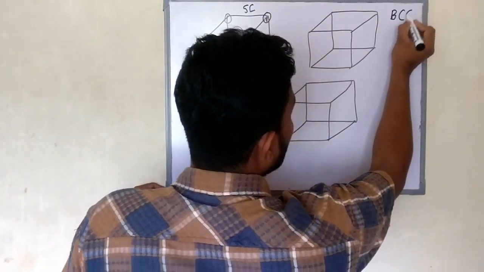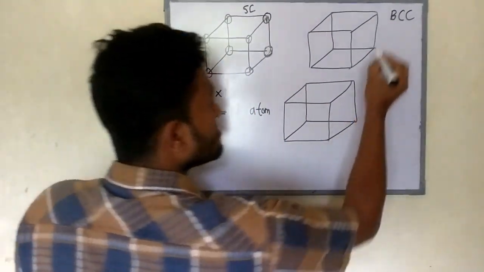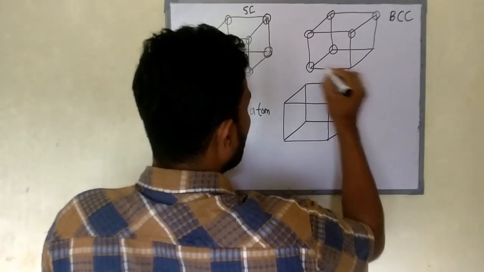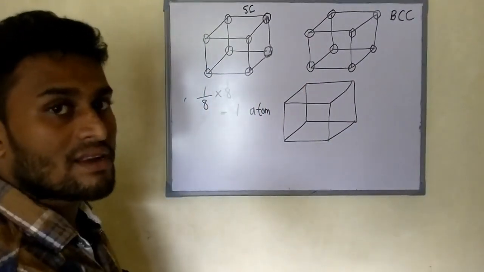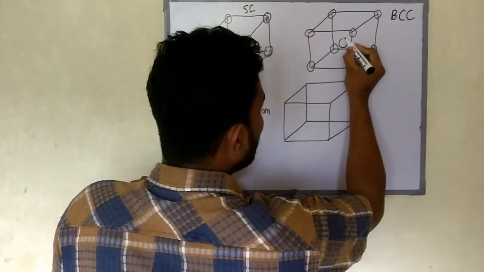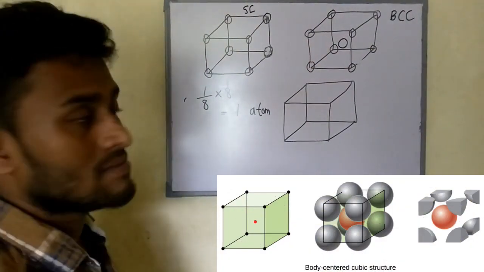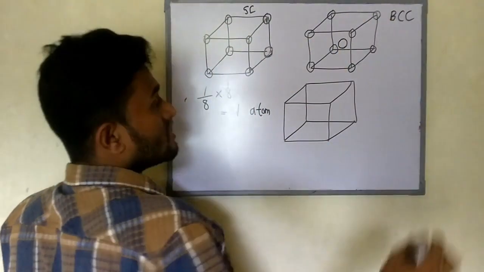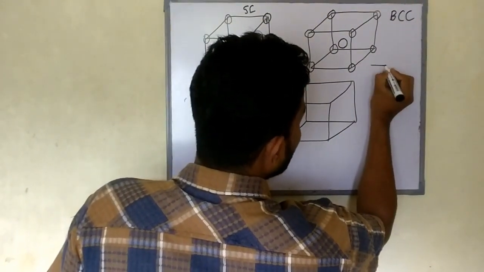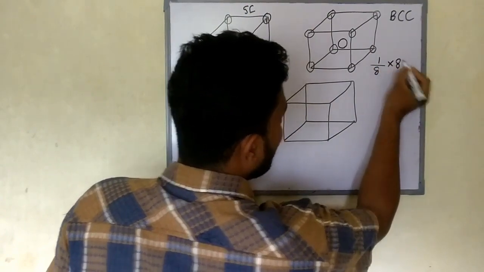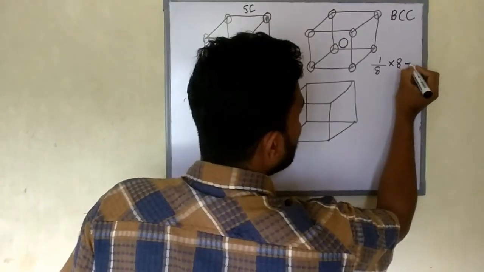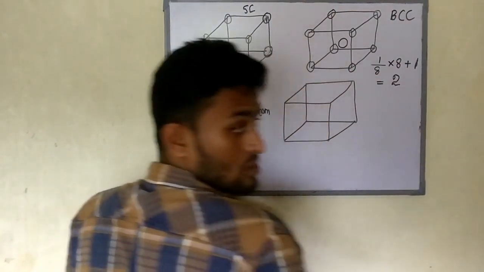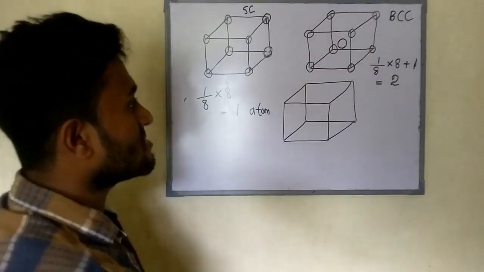And if this is the BCC structure, the body-centered cubic structure, here also 8 atoms are in the corner. The only difference is there is one atom in the middle. So here also, when we are going to find the lattice point, from the 8 corners you can calculate the sharing 1/8 into 8. And there is an atom in the middle. So the number of lattice points is 2. So this is for the BCC structure.